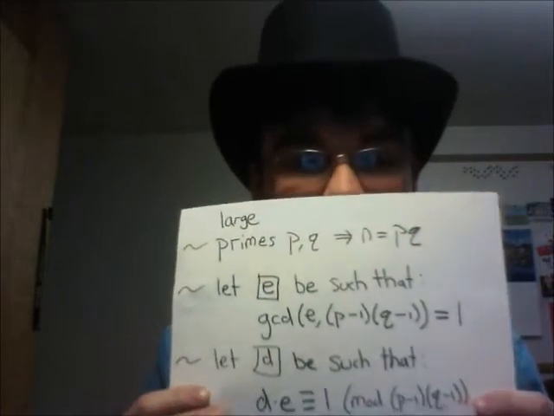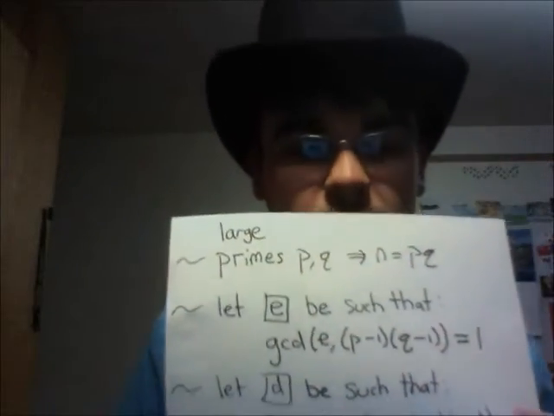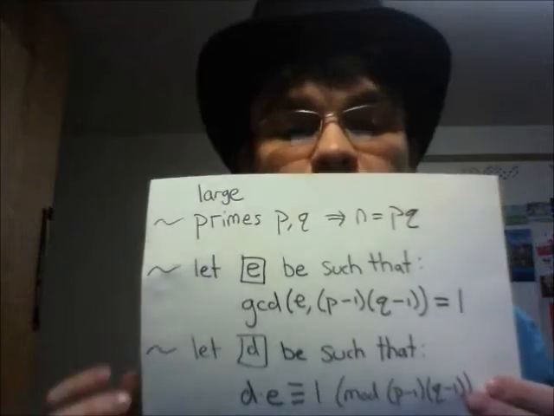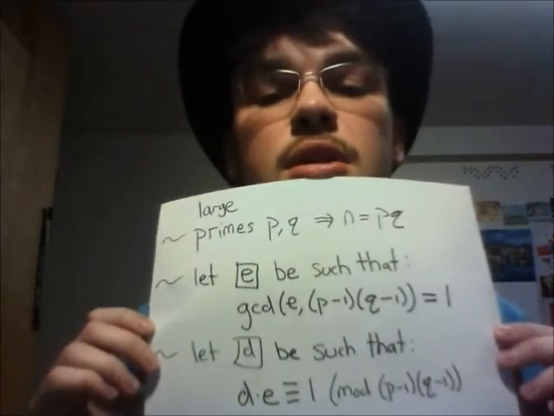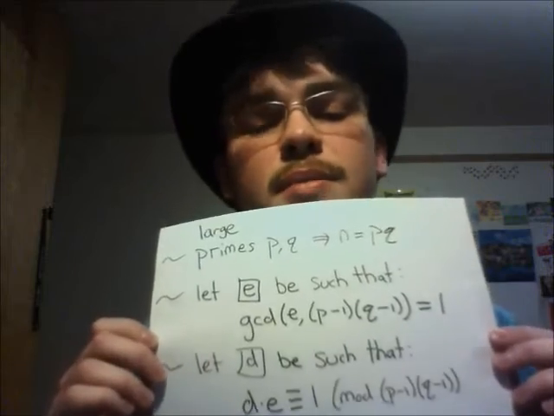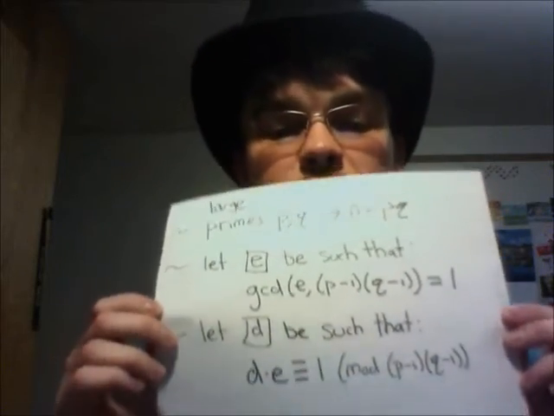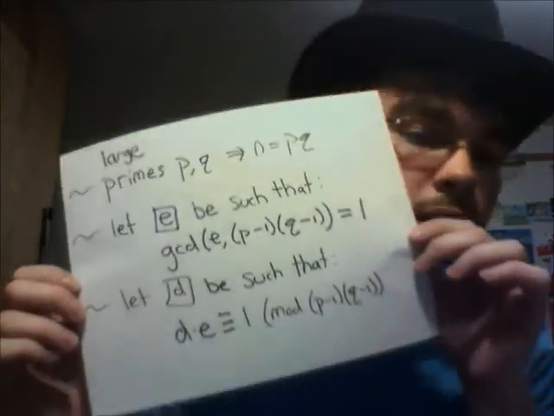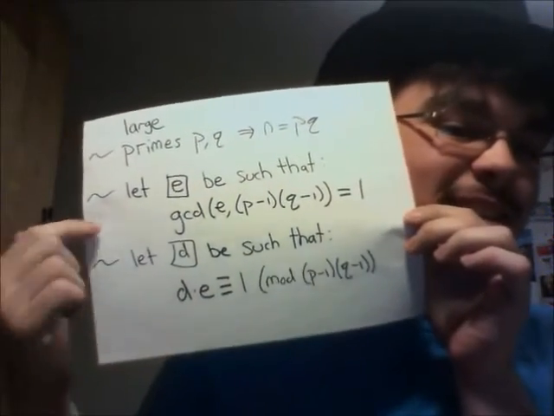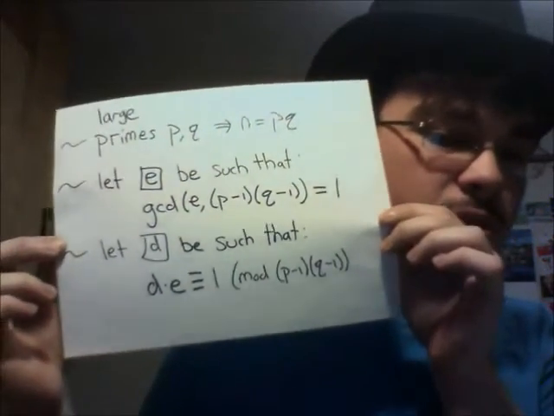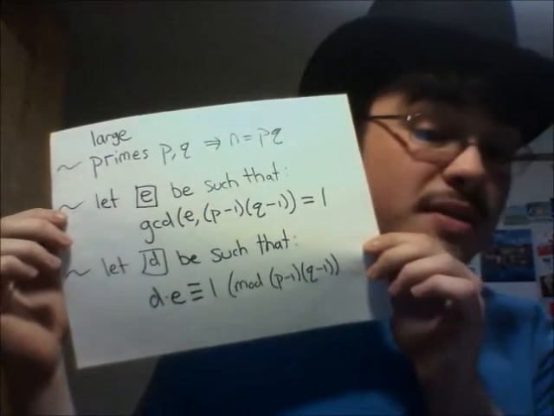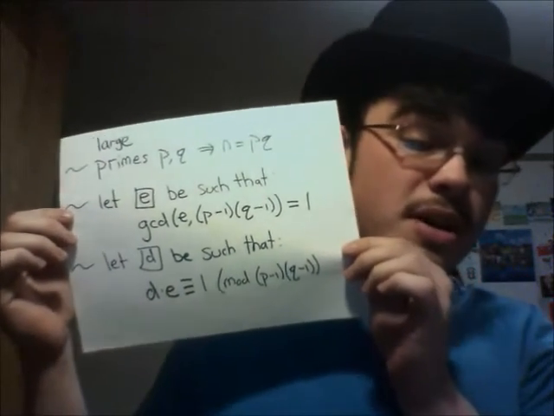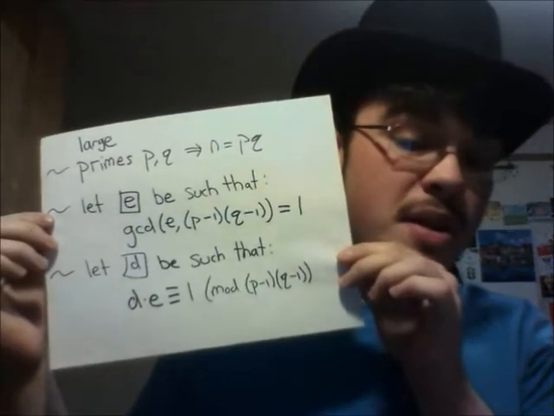Now, I start with these, I just construct them. Then I let E, my encryption key, be some integer smaller than (P-1)(Q-1), so that the GCD of E and (P-1)(Q-1) is 1. So it has to be relatively prime to (P-1)(Q-1), as you can see on the little thing I wrote. Then I also choose a decryption key D so that it's a multiplicative inverse of E with respect to the modulus (P-1)(Q-1).